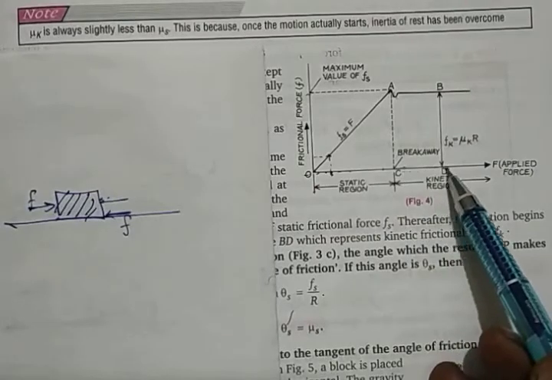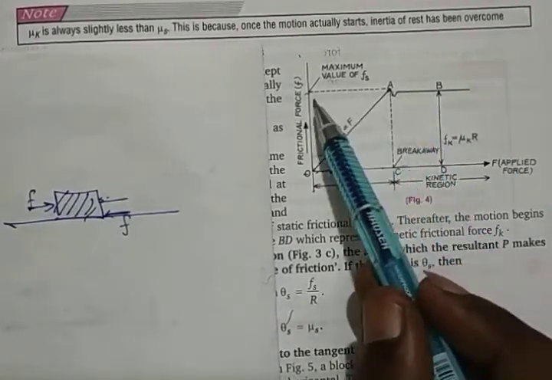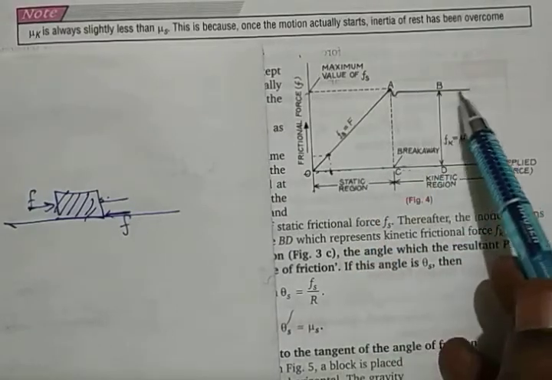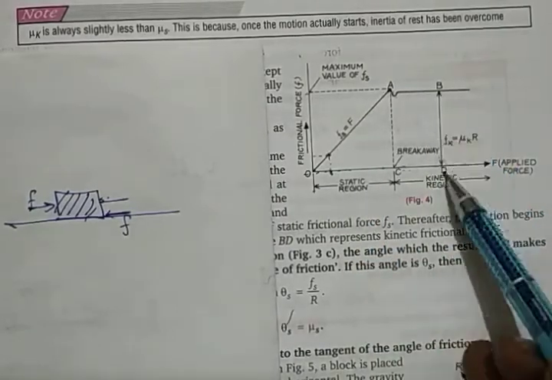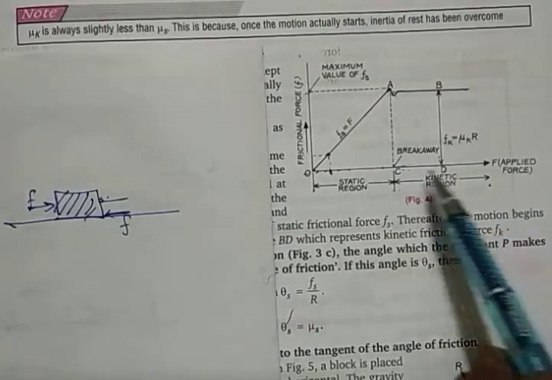External force is still increasing now. The body starts moving, and the frictional force which comes into play when the body is on the move is called kinetic friction. From here to here it is called the kinetic region. Please draw this diagram.